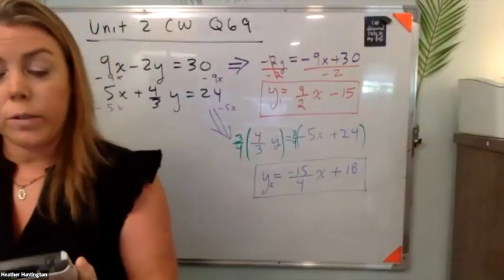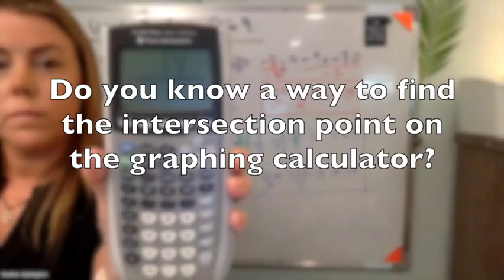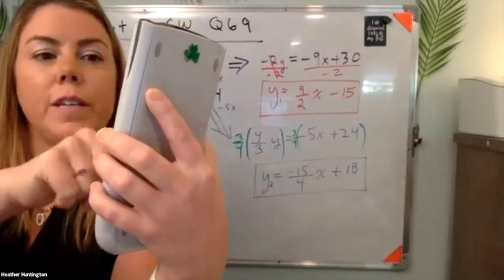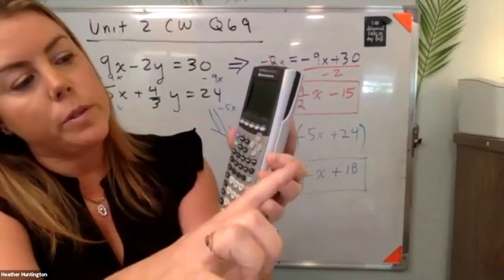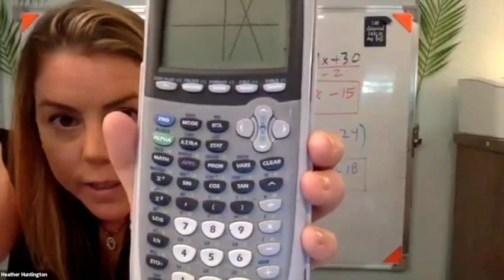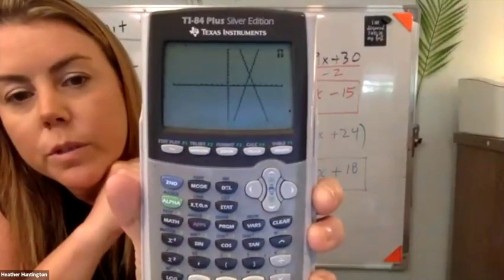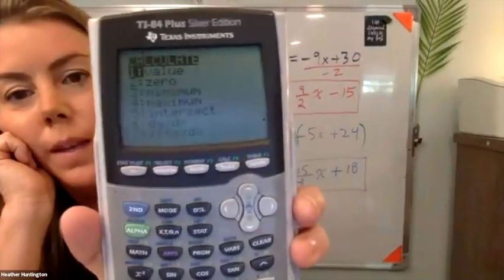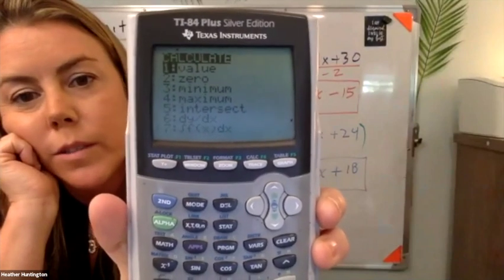Okay, does anyone know how to find the solution at this point? Yeah, you do second and then what? So when you press the second button, you're accessing all of the blue features on the menu. So if you see it's a stat plot there, trace, what you're accessing is the calculating menu. You see in blue it says calc. So that's the calculating menu, and this comes up. We have value, 0, minimum, maximum, intersect.